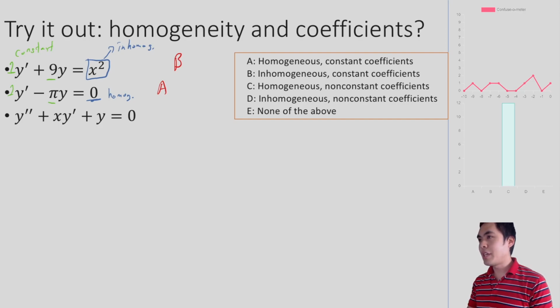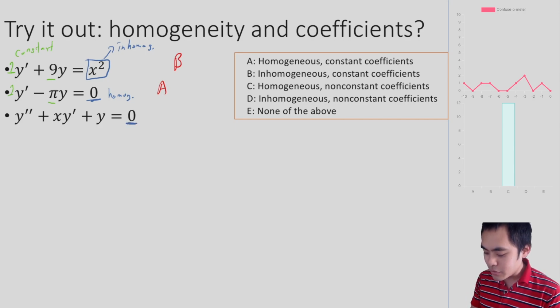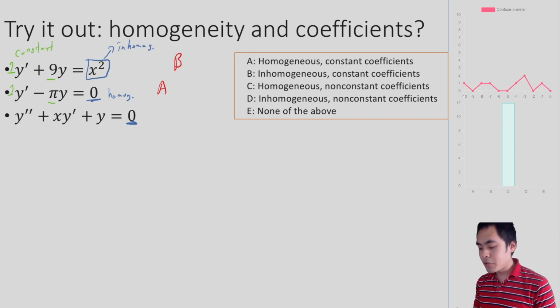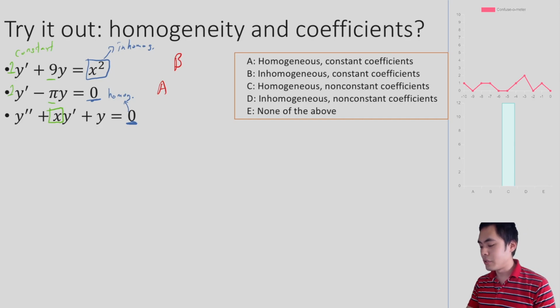So there are a couple questions to ask. The first is, is it homogeneous? Whether or not it's homogeneous depends on the right-hand side, right? So this is a 0, and therefore this is homogeneous. The next question is, do we have constant coefficients? Look at this x here. We don't have constant coefficients, so it is homogeneous with non-constant coefficients, and the answer here is C.